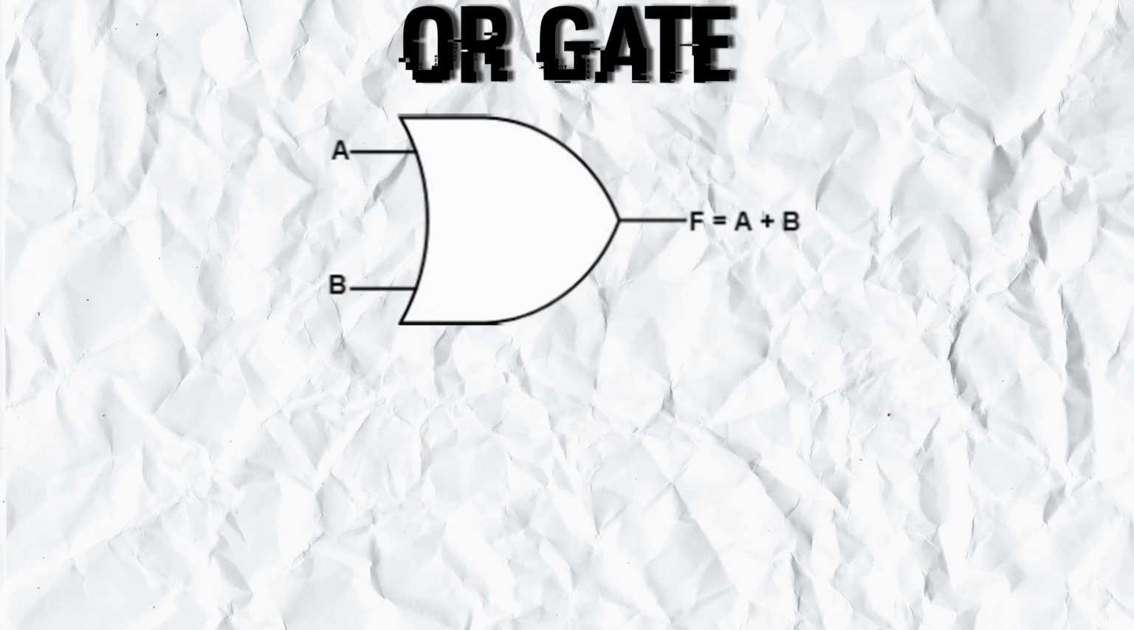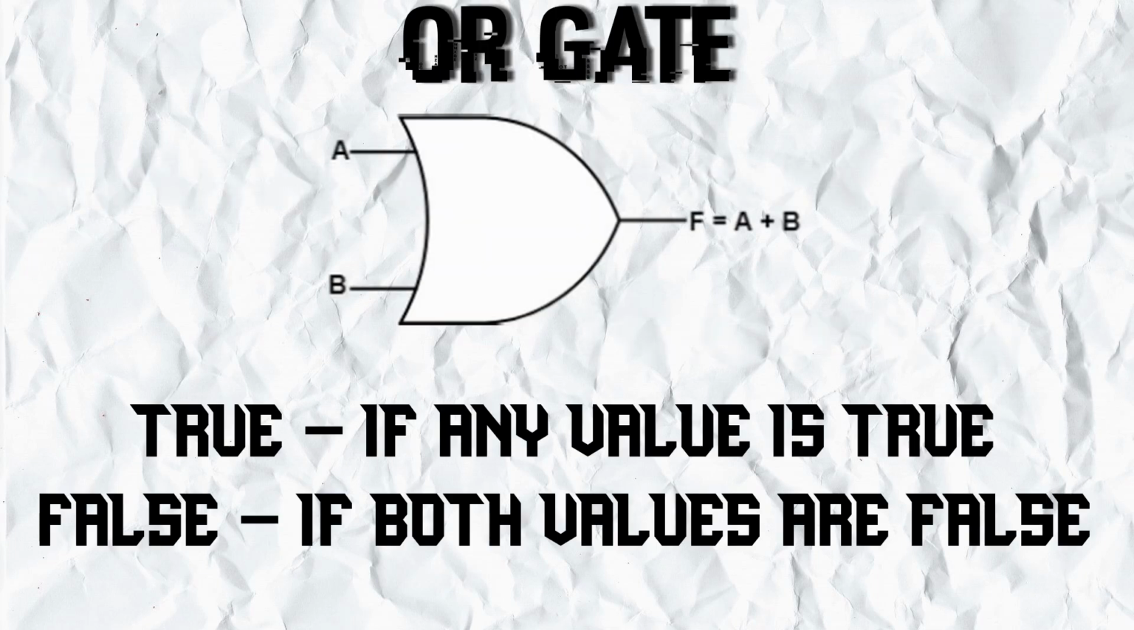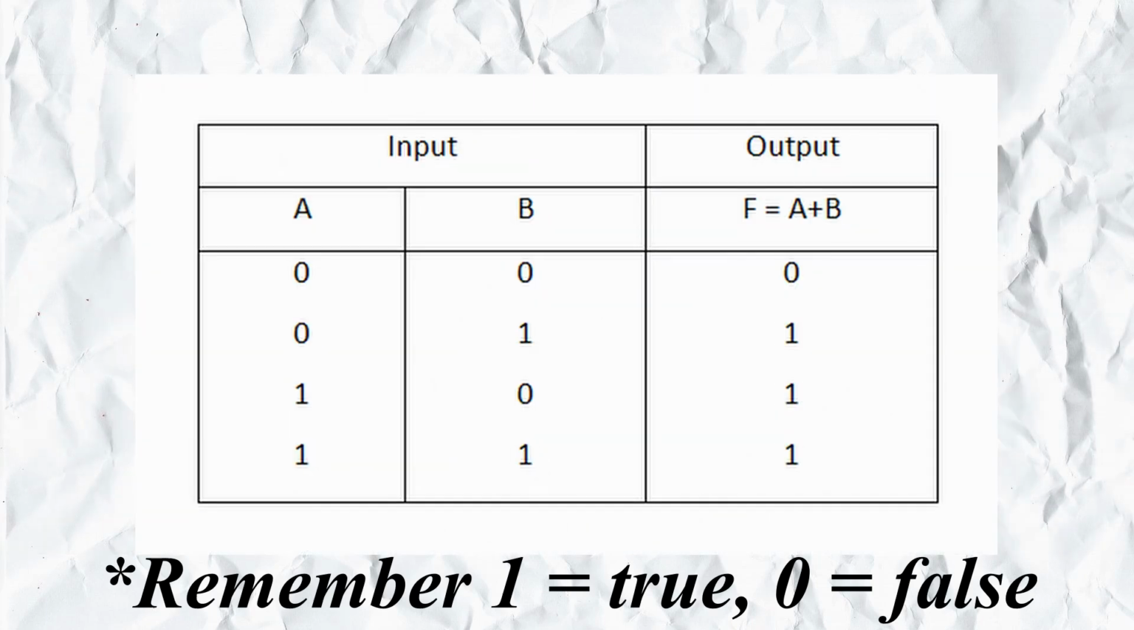If you were to tell someone that you would like this or that, you typically mean that you want to leave with at least one of those. This gate remains true to its name. The only time this gate ever returns a false output is when you have a false value for both.